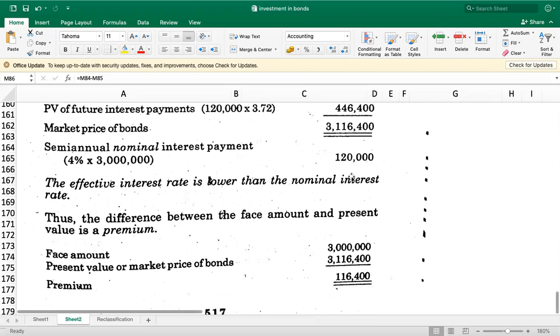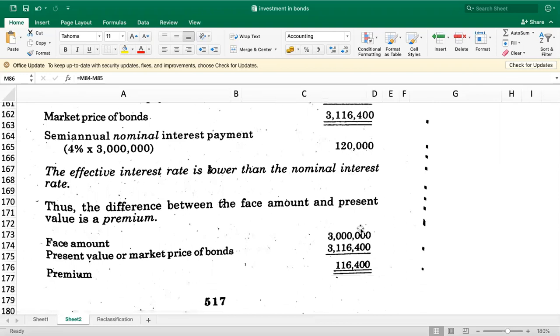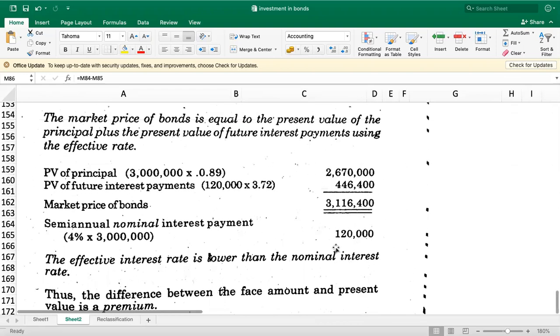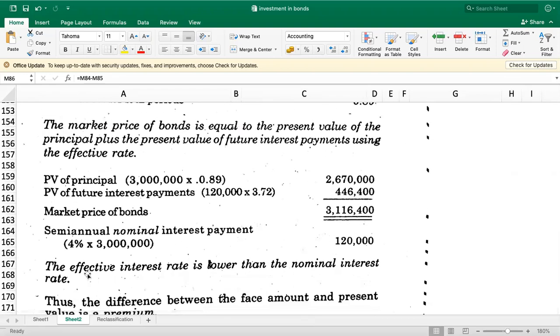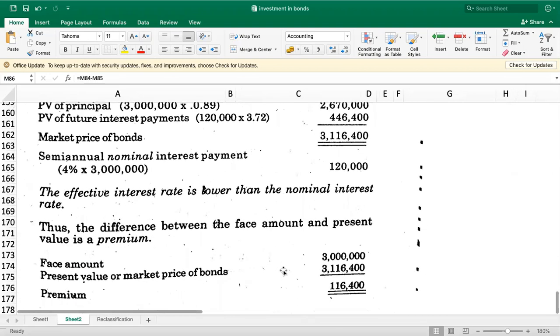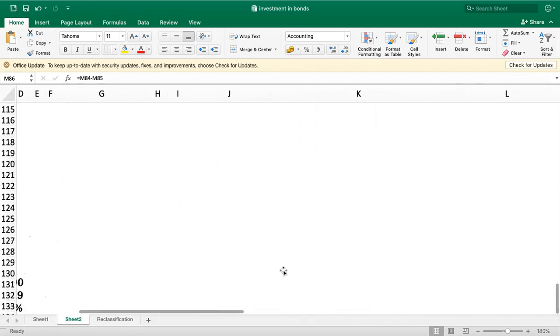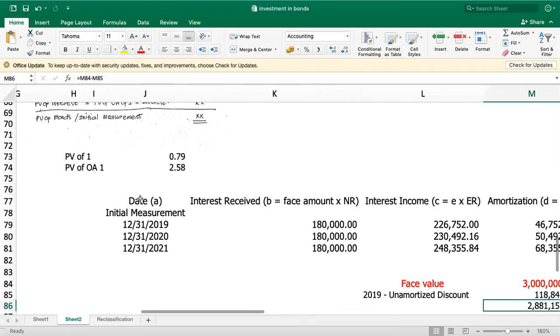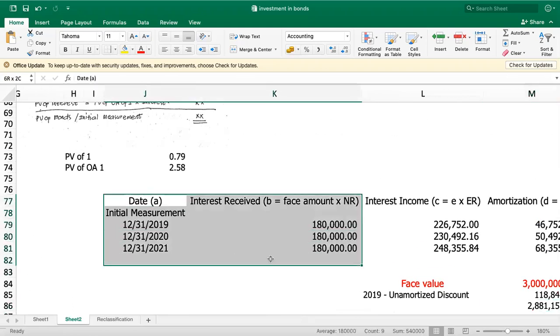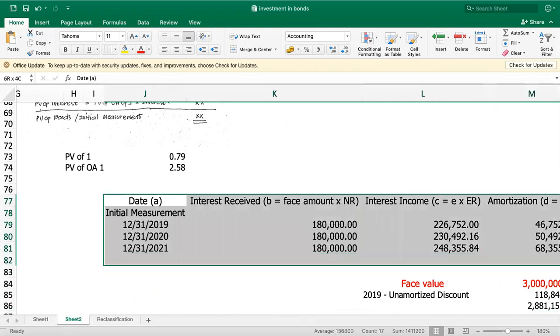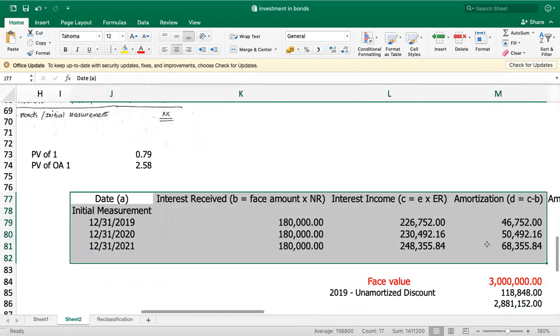If we try to compare that one, the face value is 3 million but the present value of the bonds is 3.1. Therefore, sobra yung binayaran natin compared doon sa binili natin. Therefore, there is premium. And by looking also on the interest rates, the effective interest rate is lower than the nominal interest rate. Therefore, there is premium. Okay, so dito na naman, premium ang ating i-amortize. So this is also a term bond. So let's copy this one. Add lang tayo ng isa because 4 periods.